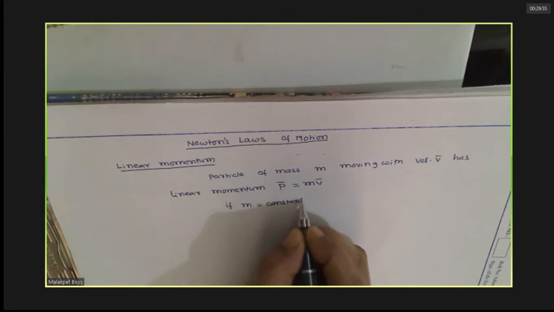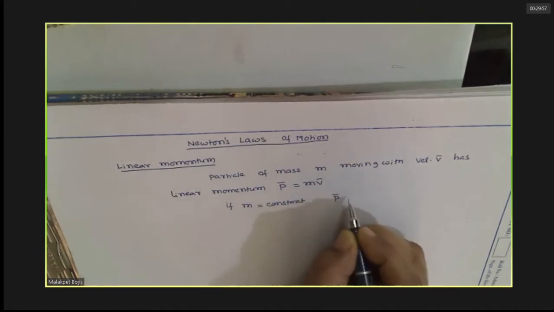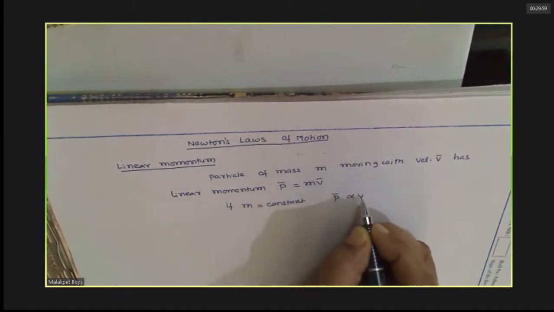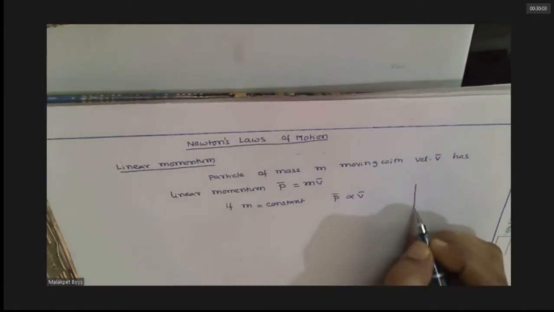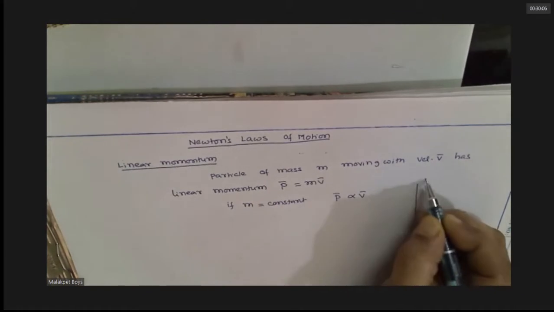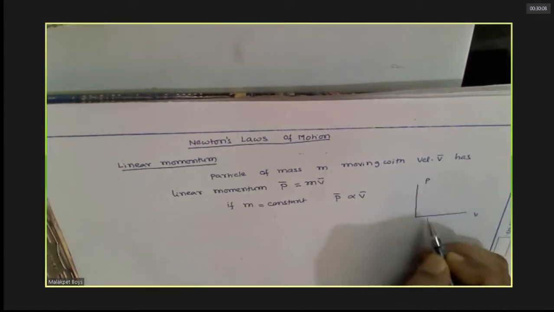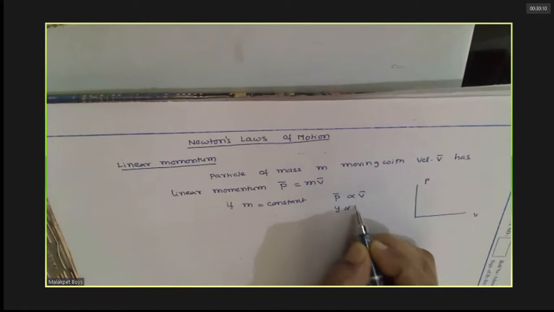Clear? Then what do you have? P is proportional to V, no? Let me erase this and write it here. You should draw the graph like this. So this is x. This is of the form y is proportional to x, right?